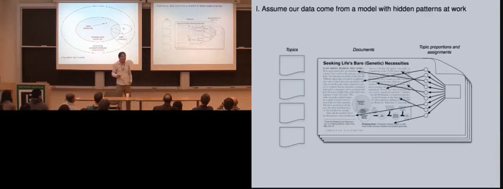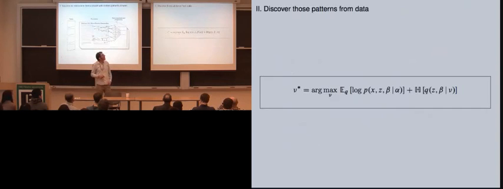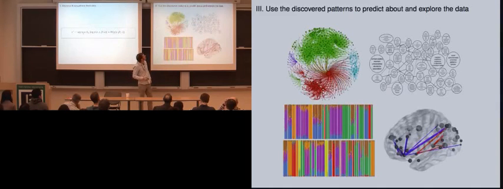Okay, so what is probabilistic modeling? Well, one, we assume our data comes from a model that has hidden patterns at work. Remember this picture. Two, we then discover those patterns from data, inference. Okay, so I didn't talk about inference, but in all of the results I showed you, we're solving an optimization problem like this to approximate that posterior. And then three, we use the discovered patterns, the results of that inference, to do whatever it is we're going to do. Okay, so visualize population genetics, form predictions, learn about the brain, etc.